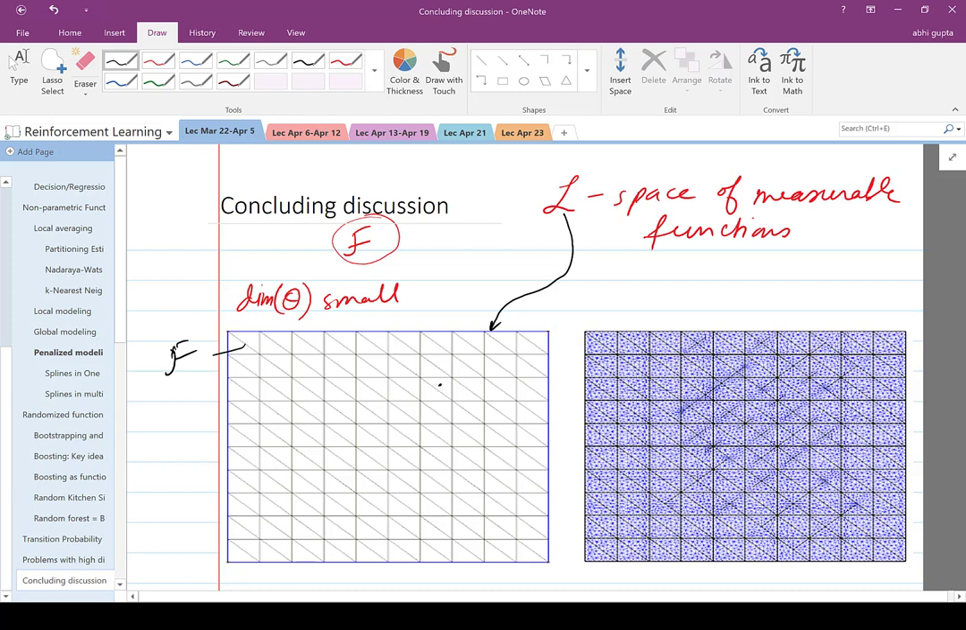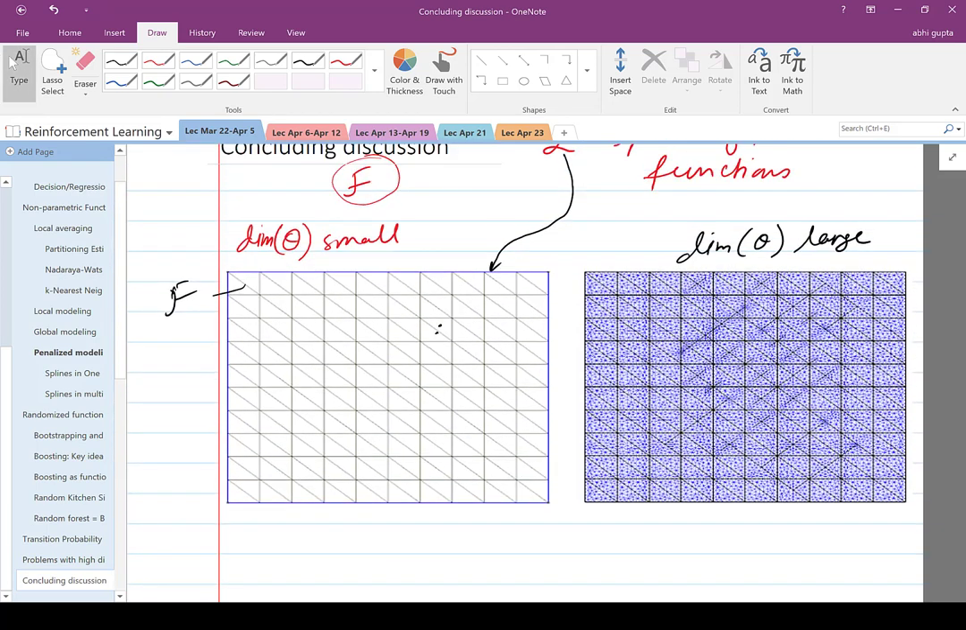So if you pick a measurable function and you try to come up with the best possible function f hat in capital F, then you will have some sort of error which you will have to live with. On the other hand, if you pick dimension of theta large, as you can see, you can get close to any function in the space of measurable functions, right? So you will always be tempted to take a very high dimensional parameterization of the space so that you can get close to any function you want in the space of measurable functions. So this was the idea in parametric and non-parametric regression.